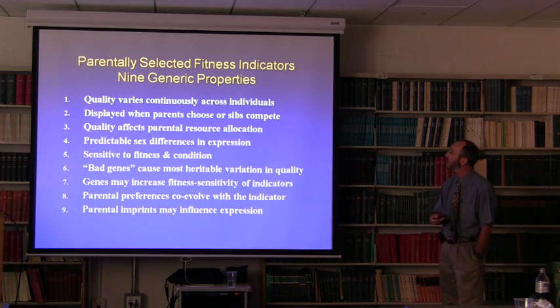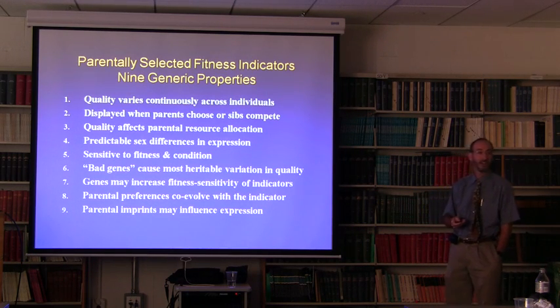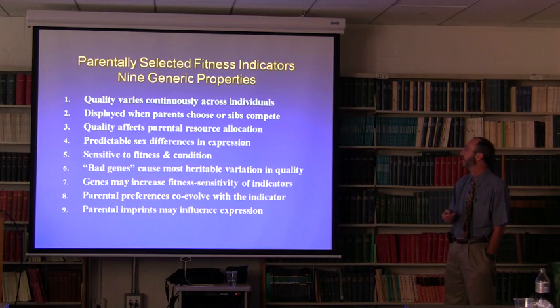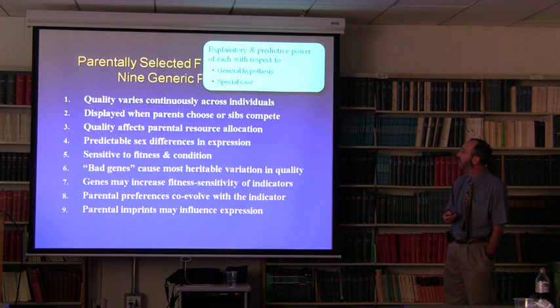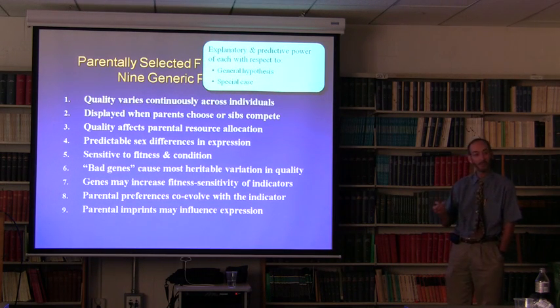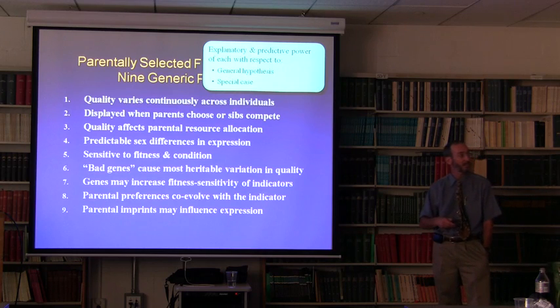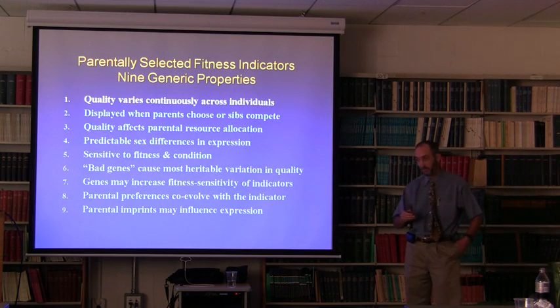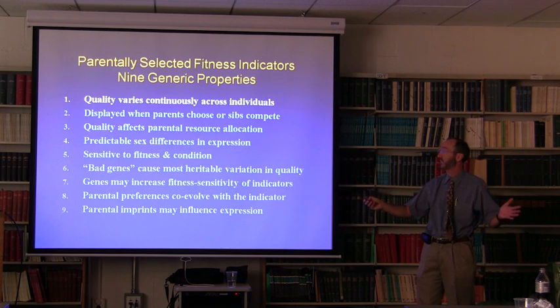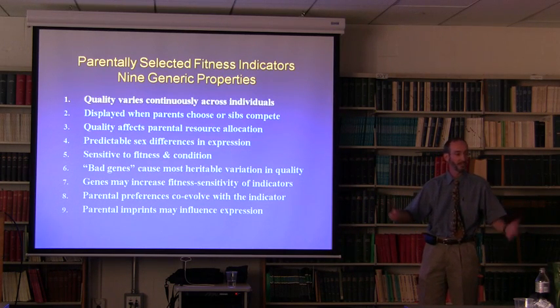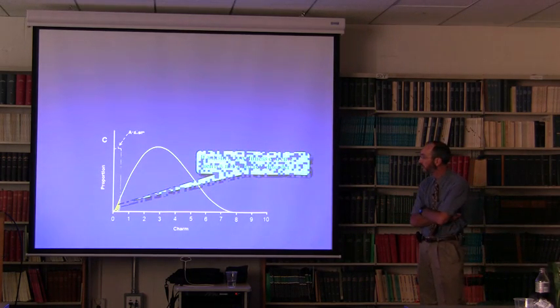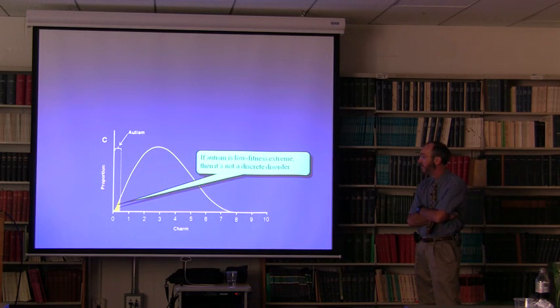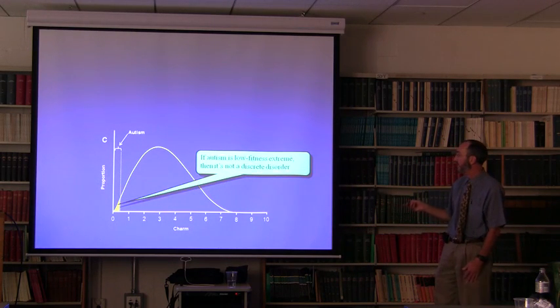Well, here are those 9 generic properties of parentally selected fitness indicators. And now I'll discuss each with respect to both the general hypothesis and the special case. First of all, the quality of a fitness indicator has to vary greatly across individuals to serve as a useful signal. What this means is that if autism is the low fitness extreme, then it's not a discrete disorder.